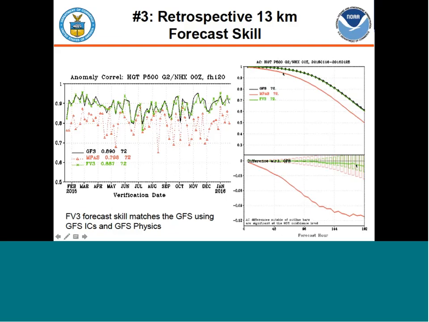And the green, so even FV3 is slightly worse than GFS in this setup because we are not allowed to change anything, and there's just a mismatch between dynamics and physics. But what happens if we start to tune it? Of course, I already said we can easily beat the GFS.